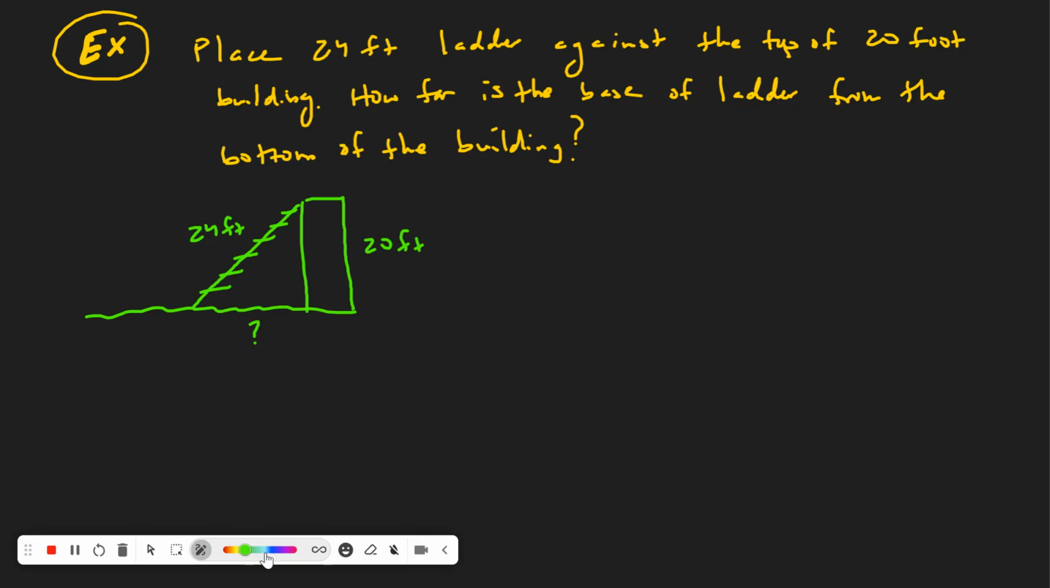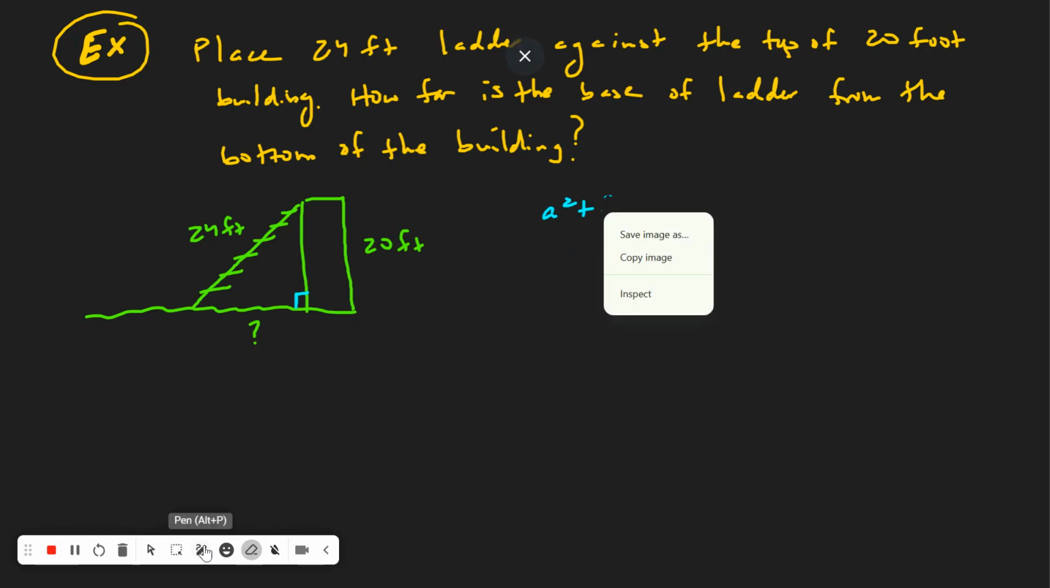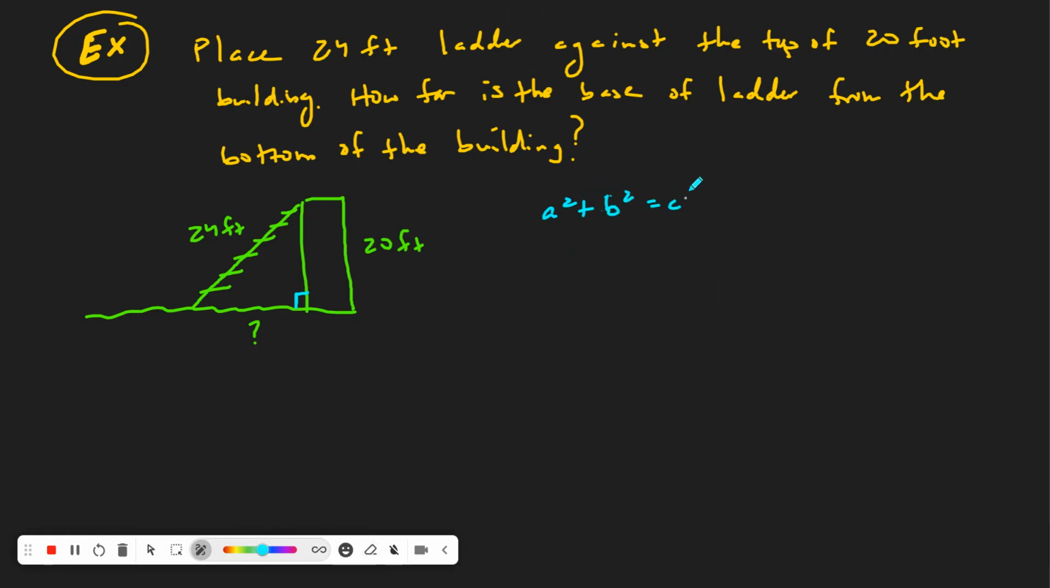Okay, now where the building meets the ground, we assume this to be a right angle, and this is where your right angle comes into play. And now we have a right triangle. We have two of the three sides of the right triangle. We need to find the third side using Pythagorean theorem. A squared plus b squared equals c squared. Okay, in this picture, the longest side is going to be the 24. That's our hypotenuse. The other two don't matter. I'll let the question mark be a and the 20 be b. So a squared stays a squared, plus b squared is 20 squared, and c squared is 24 squared.